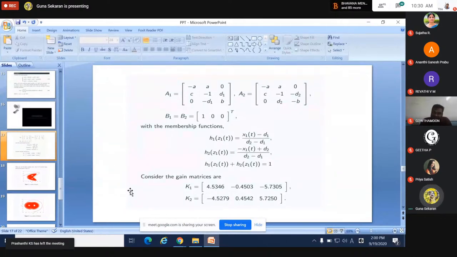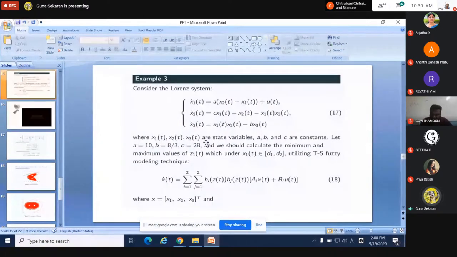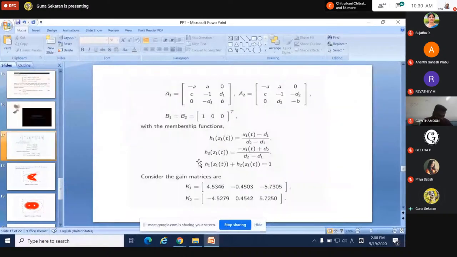For the control gain matrices, we are given K1 and K2. Here we are given the same input, and we already know A, B, and C. Using the d1 and d2, this is the membership value. This is split into two parts, one is true, another one is false.